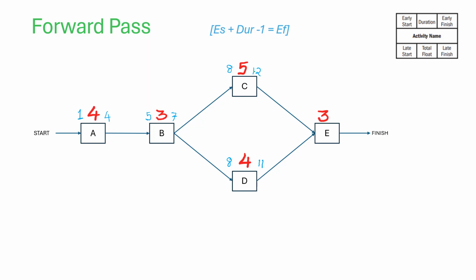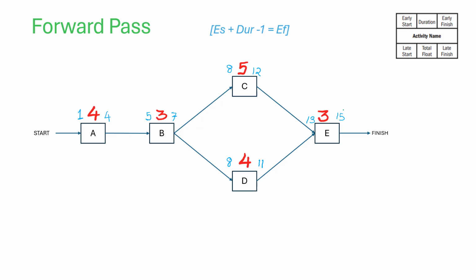So, which is the bigger finish date for these two tasks? It is 12. We will take 12 as the input here, and one day after 12 is 13. Task E can only start on the beginning of the 13th day. And what will be the finish? 13 plus 3 is 16 minus 1 is 15.